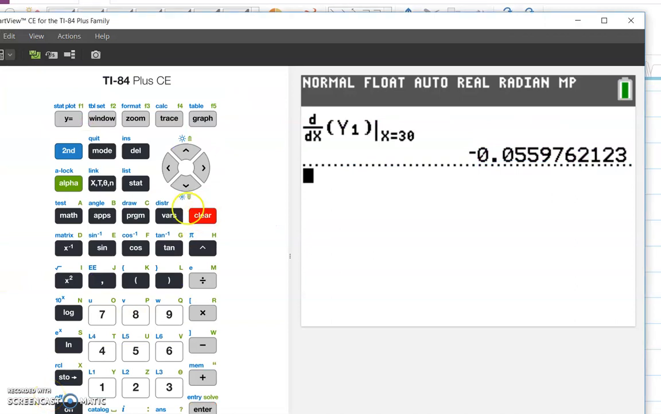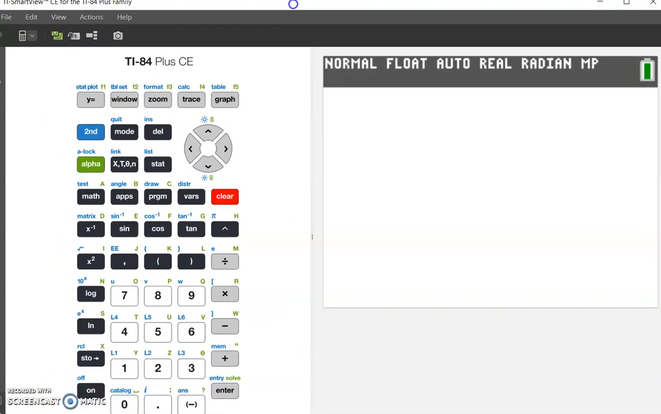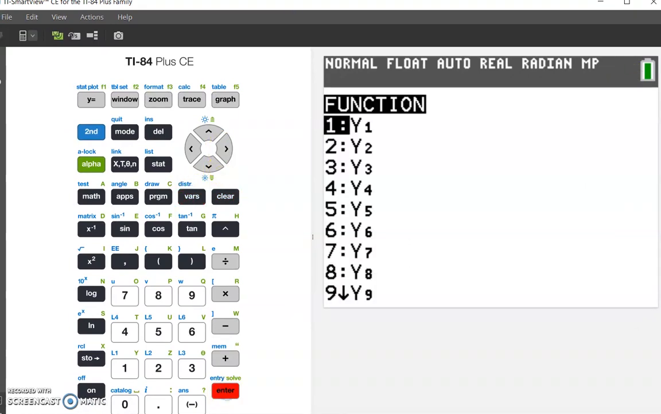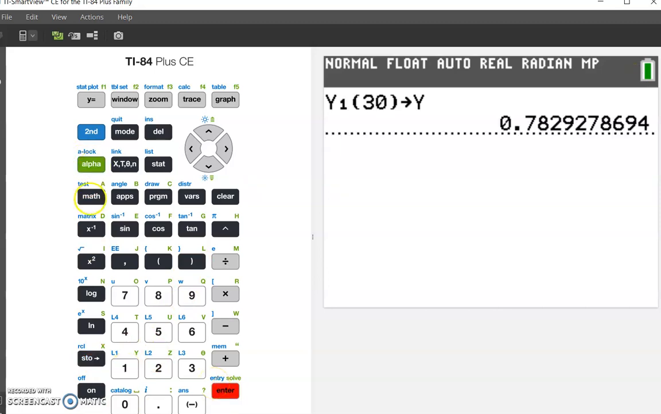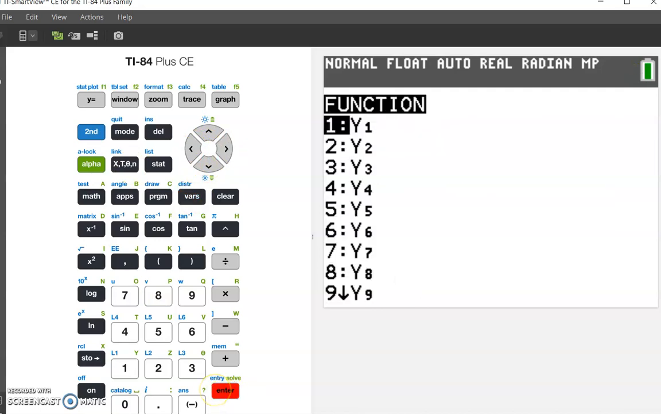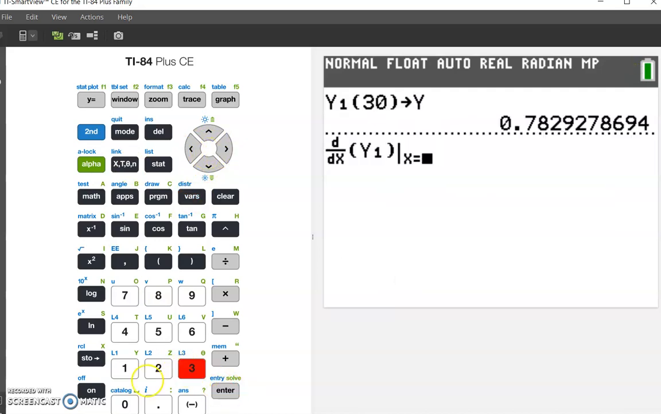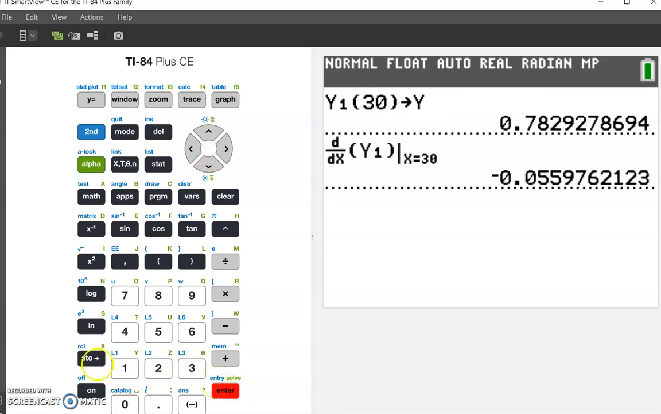We have found the values above, but just because there's a lot of calculations happening, I'm going to store the values and make sure that we're using the most accurate ones. So y1 of 30, I'm going to store this as our y value, so alpha y, and then nDeriv at 30, and I'm going to store this as m because the derivative we like to think of as the slope.